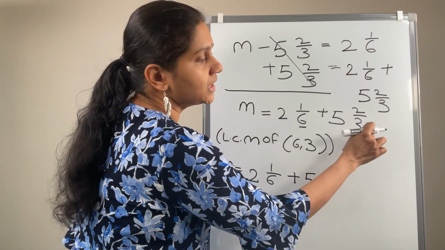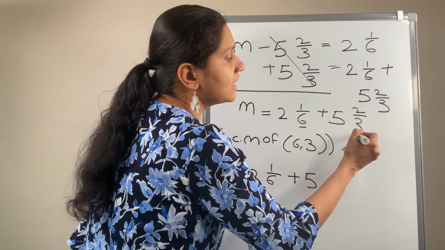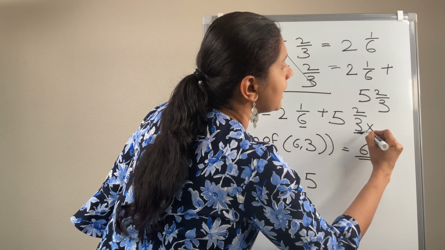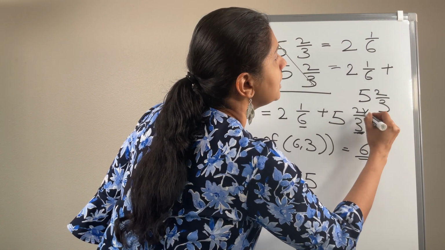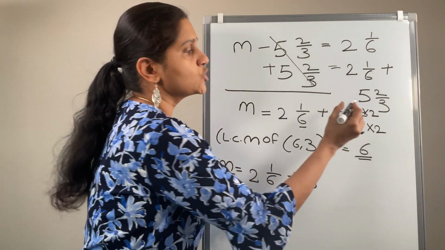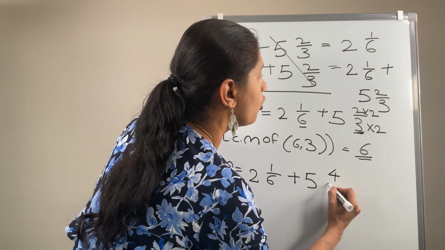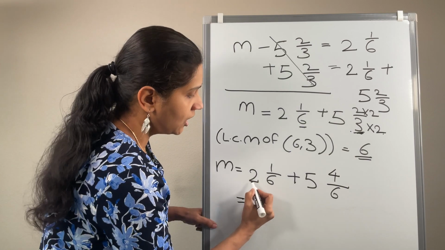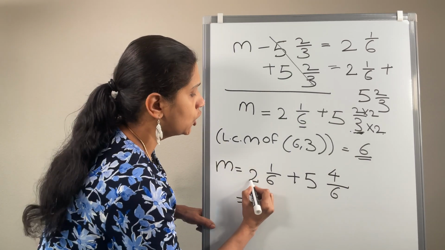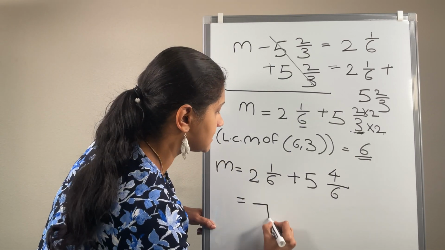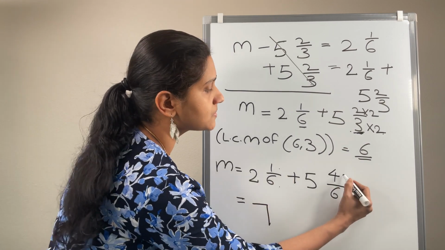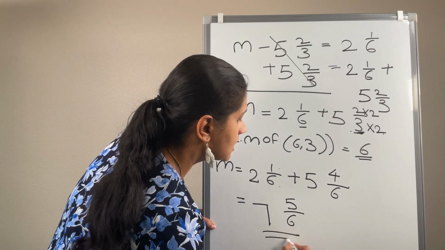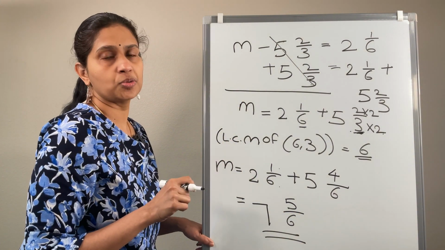Here 2 by 3. In order to make this denominator 3 into 6, just multiply the numerator and denominator times 2. So 2 times 2 is 4, 3 times 2 is equal to 6. Now simply add. First add the whole numbers, 2 plus 5 which is 7. Now add 1 by 6 plus 4 by 6, which is going to be equal to 5 by 6. So 7, 5 by 6 is going to be the answer.